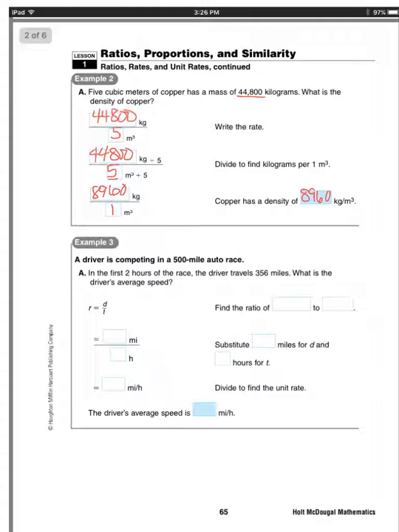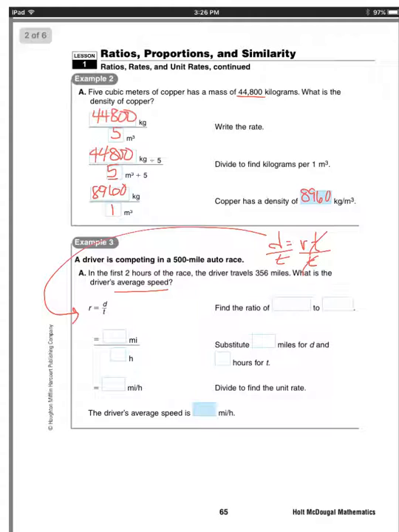A driver is competing in a 500-mile auto race. In the first 2 hours of the race, the driver travels 356 miles. What was his average speed? Whenever we're talking about distance, rate, and time, we have distance equals rate times time. Now, we can manipulate that to find other things. This time we want to know the speed, which is the rate. So in order to do that, we need to divide both sides by t to get the r by itself. And that is where they got rate equals the distance divided by the time.